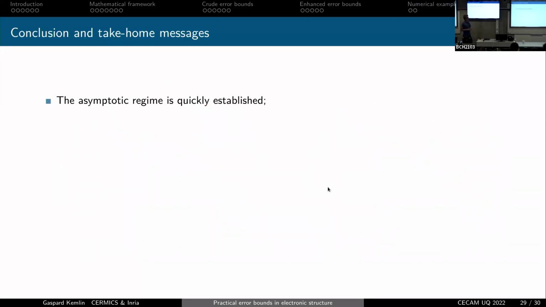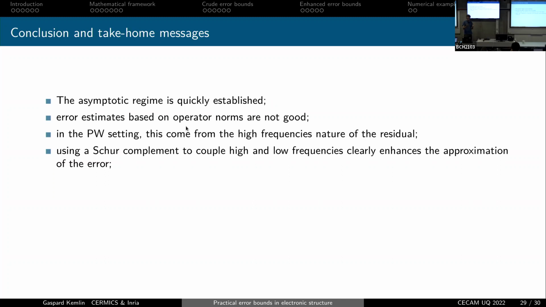So what are the take-home messages here? When we are dealing with a nonlinear problem, it's much more tricky to obtain guaranteed certified error bounds. And one way to get to error bounds is to linearize our equation. And in this case of plane wave DFT, we know the linearization, and it's also very rapidly valid. But once we start from there, the error estimates, which are based on the operator norm of the Jacobian, are not good. In our specific plane wave setting, it comes from the high frequency nature of the residual. And what we did is that we used a Schur complement to try to recover more precisely the error on the low frequency. And with this, we clearly enhanced the approximation of the forces.